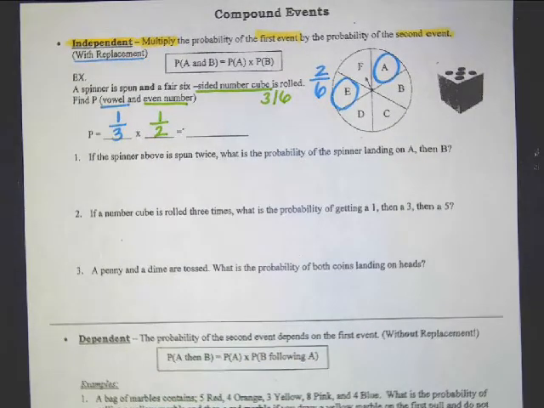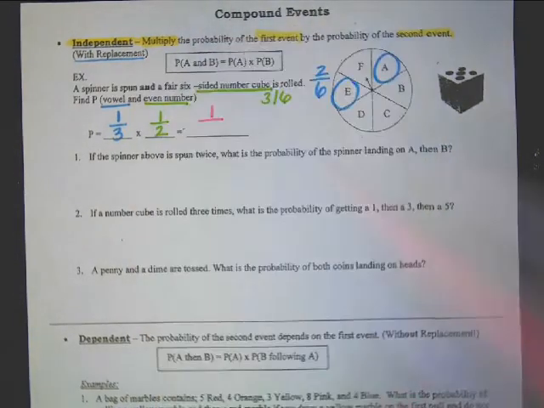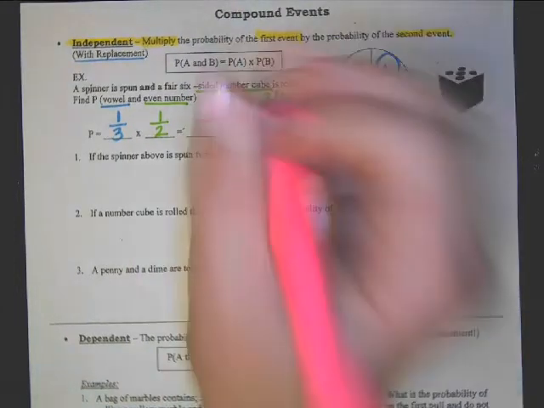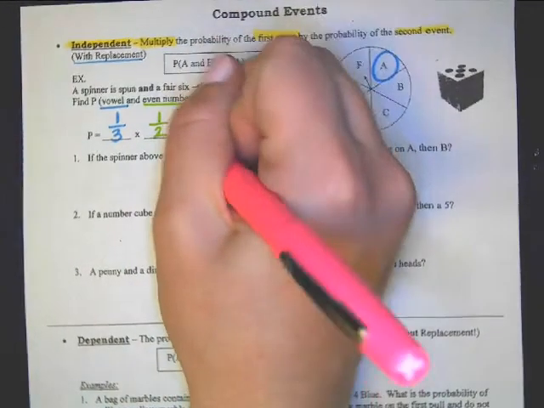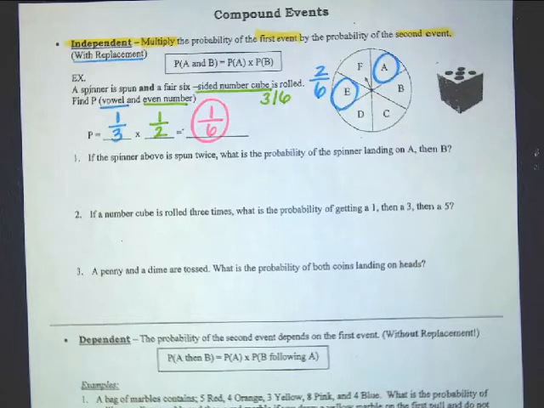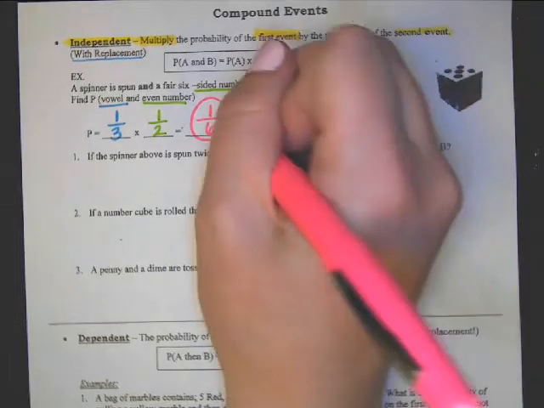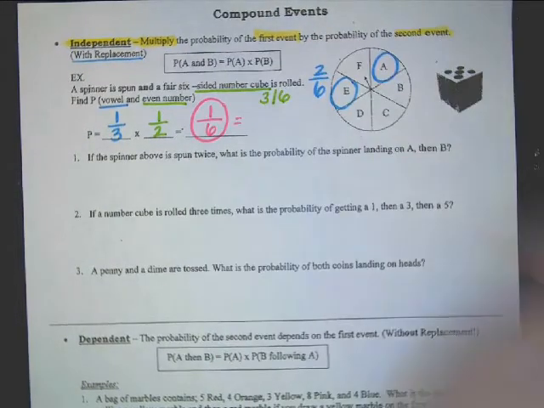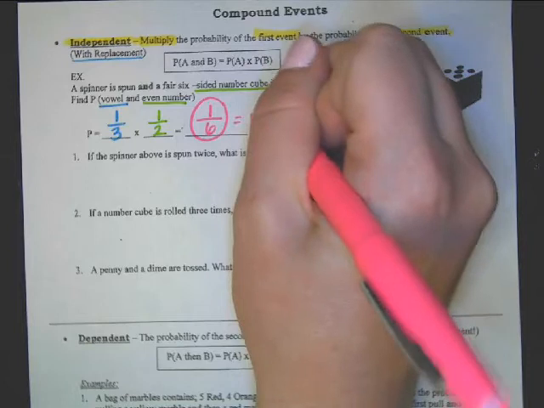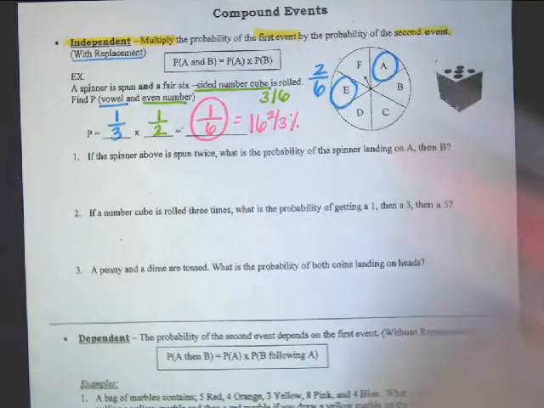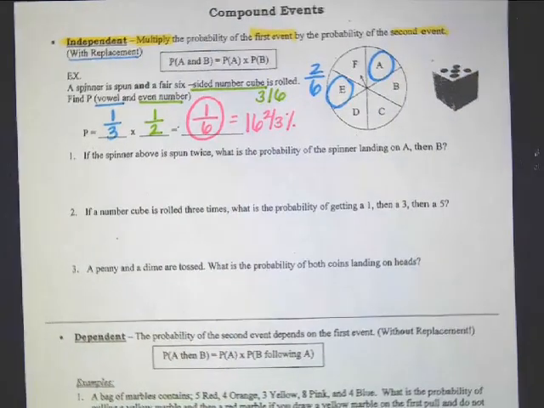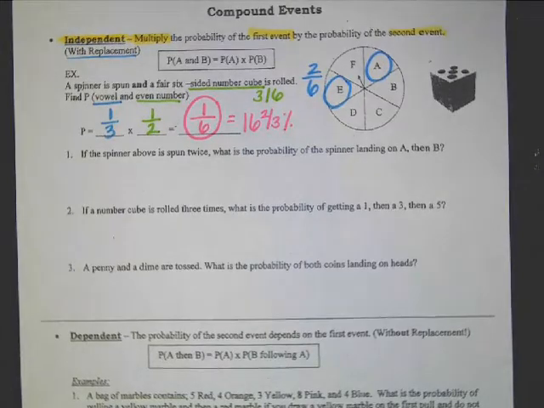1/3 times 1/2. I'm going to multiply straight across. 1 times 1 equals 1, and 3 times 2 equals 6, meaning I have a 1 out of 6 chance of getting this result. If we were to find this as a percent, 1/6 is about 16 and 2/3%, making this a very unlikely event.